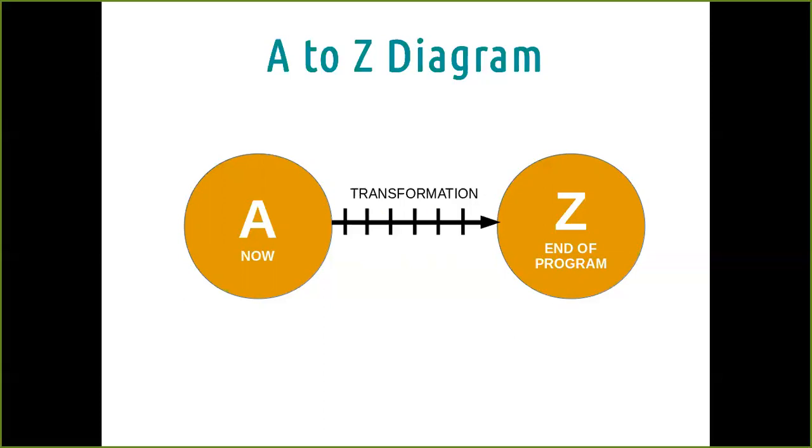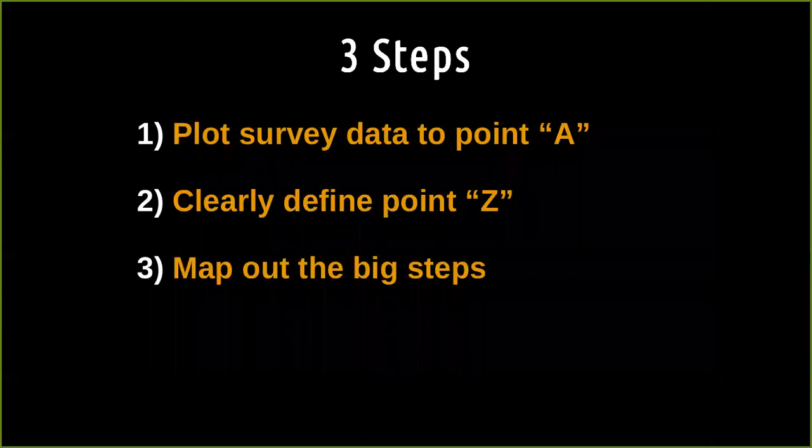Okay, so that's at a high level, and we'll go into some detail about how you actually use your top 3 challenges survey results to tease this out for your own coaching business. So there's 3 steps. First, you're going to plot the survey data that you've got to point A. Once you've done that, we're going to clearly define point Z. You have to know where you are now, or your ideal clients are now, and you have to know where they're going. So, all right, this makes pretty good sense.